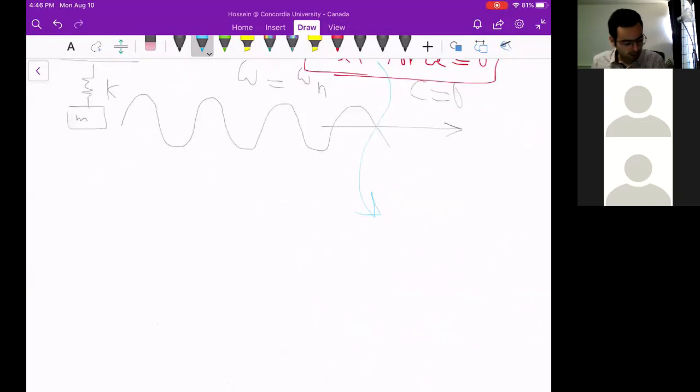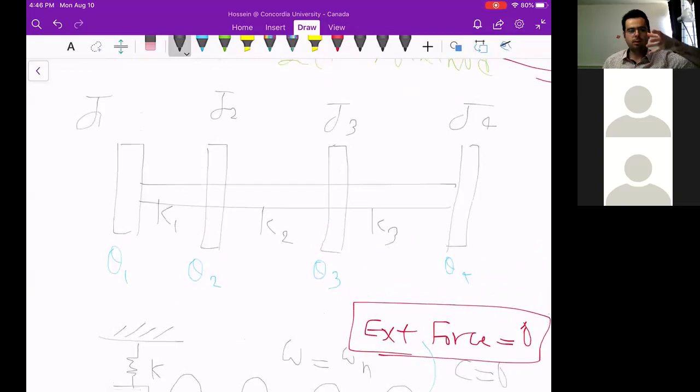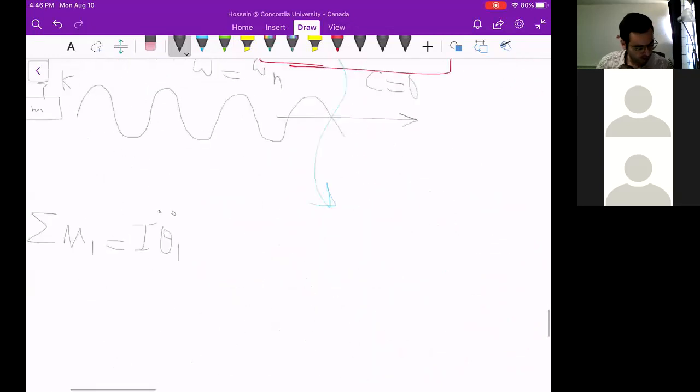In order to have the relation, I will take advantage of the Euler formula for the torsional system. So the summation of torques applied to the first disk is J1 theta double dot 1. If I rotate the left disk, only K1 will oppose these torsional movements. So it's going to be minus K1 (theta 1 minus theta 2).